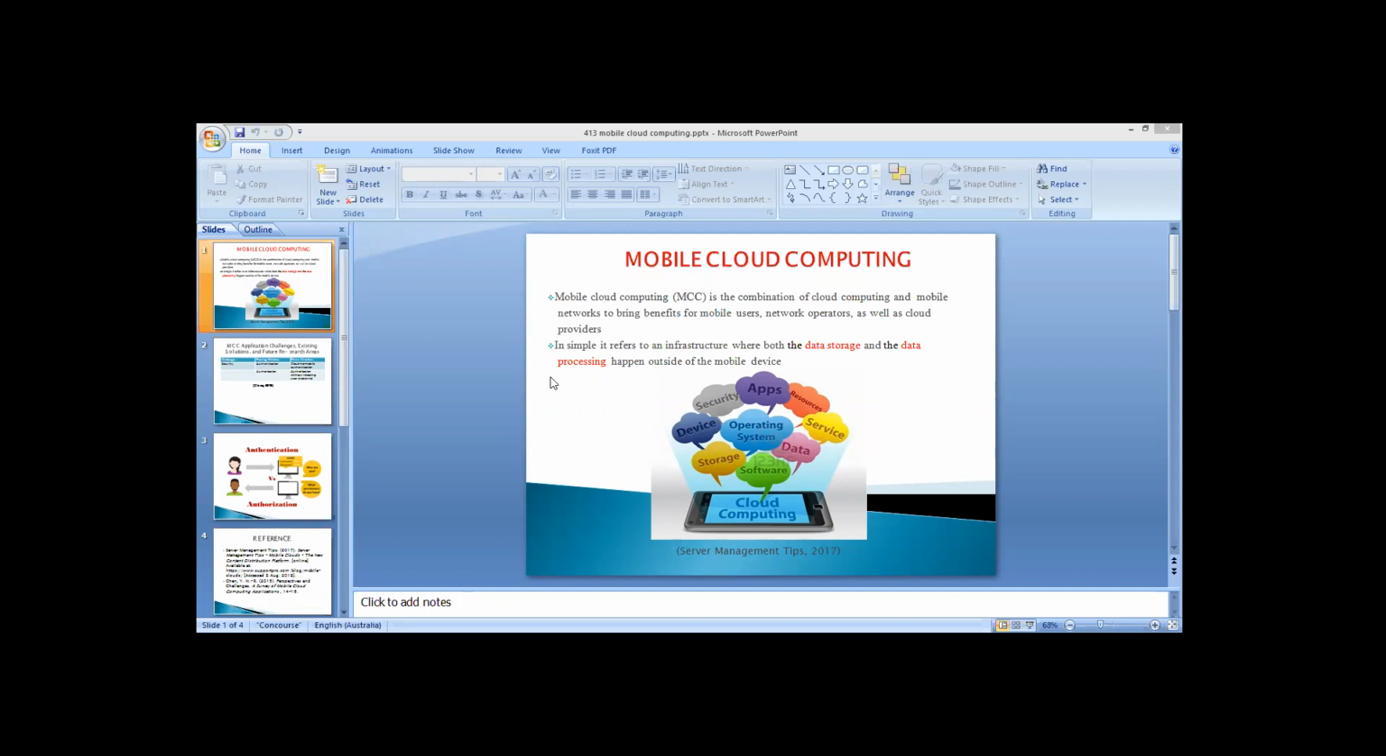It refers to an infrastructure where both the data storage and data processing happen outside of the mobile devices. So more like saying that your mobile, the applications that we are going to use there, the data which we are supposed to use, all are stored on the cloud.